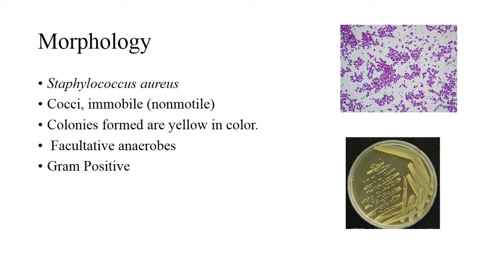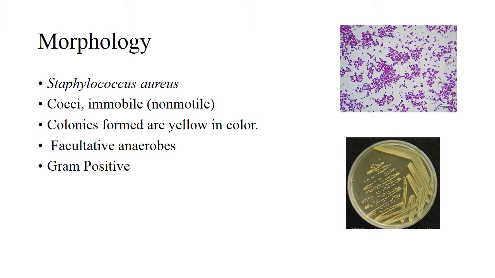Morphology. Staphylococcus aureus, like I said earlier, is the name of the organism. It's a spherical gram-positive bacteria, which is immobile and forms grape-like clusters, like the picture on the right. Can you see how all the bacteria are in cluster form?